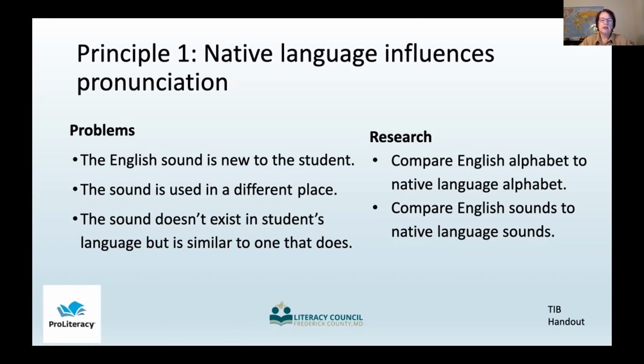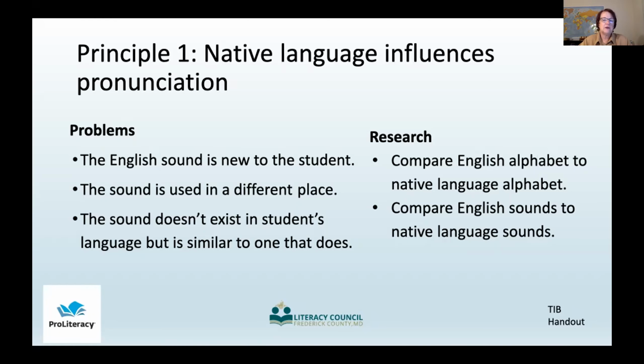The second reason the student might have trouble is that the sound exists in the student's native language, but in English, it comes in a place in the word that's strange to them. For example, the Khmer language has that S sound, but not at the end of a word. So a Cambodian learning English will tend to drop a final S. So when they're saying bus, they might say ba, or when they're saying peace, it might come out as P.